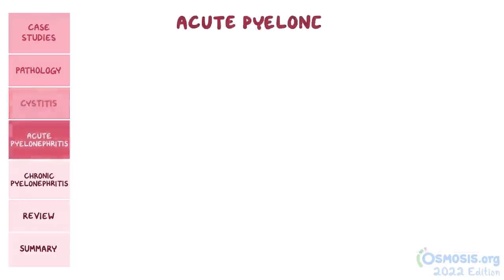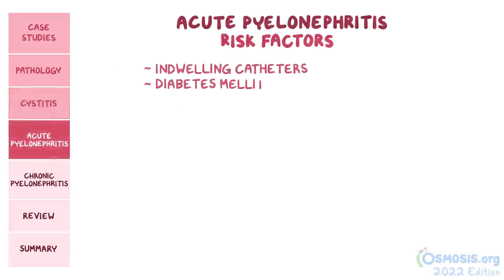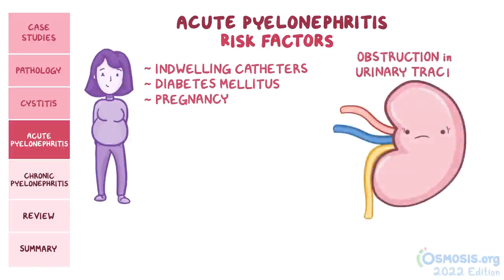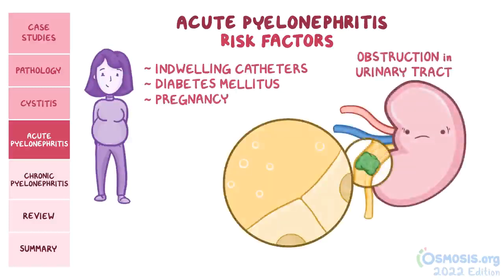Moving on to acute pyelonephritis. Risk factors include indwelling catheters, diabetes mellitus, and pregnancy. Another risk factor is any obstruction in the urinary tract, like kidney stones. This causes urinary stasis, making it easier for bacteria to adhere to and colonize the tissue.